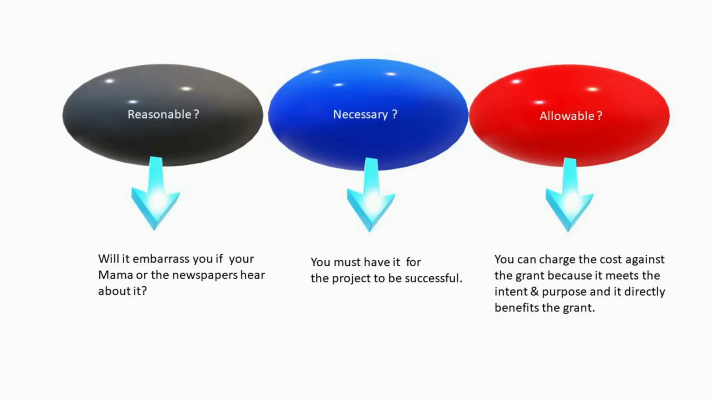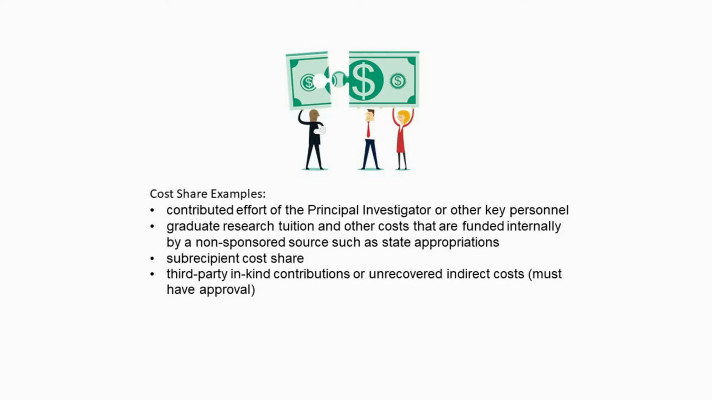Budgeted cost sharing must be necessary and reasonable to accomplish the project or program objectives, and it must be allowable in accordance with the sponsor guidelines. Common examples of cost sharing include contributed effort of the principal investigator or other key personnel, graduate research tuition and other costs that are funded internally by a non-sponsored source, like a state appropriation.